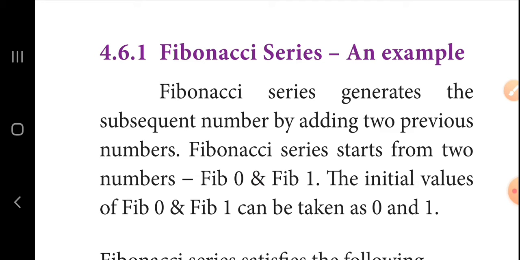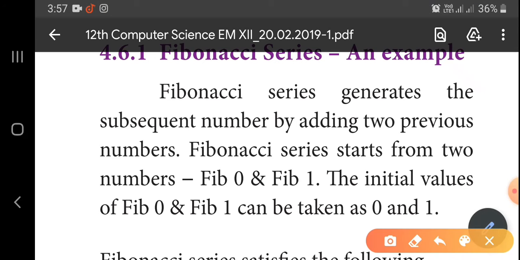The Fibonacci series generates the subsequent number by adding the two previous numbers. The Fibonacci series starts from two numbers, fib of 0 and fib of 1. The constant values assigned are 0 and 1, that is, fib of 0 is equal to 0 and fib of 1 is equal to 1.